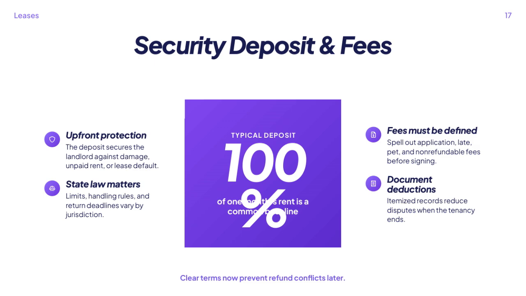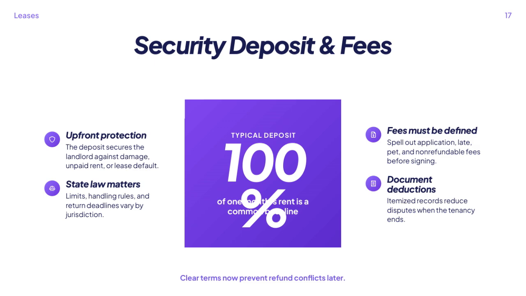Another key point relates to fees. It's essential to clearly define any application fees, late fees, pet fees, or non-refundable fees before the lease is signed. Being transparent about these charges up front helps avoid confusion later on. Speaking of avoiding conflict, documenting any deductions from the deposit with itemized records is critical. This practice reduces disputes when the tenancy comes to an end.